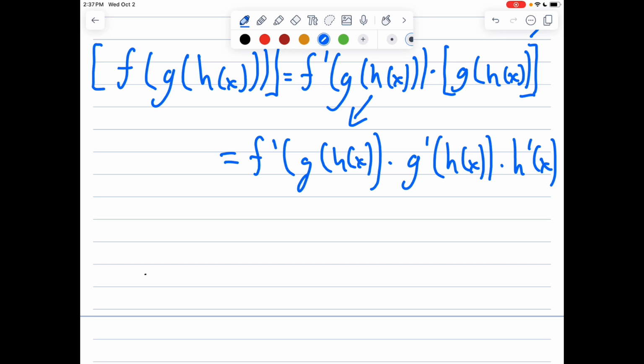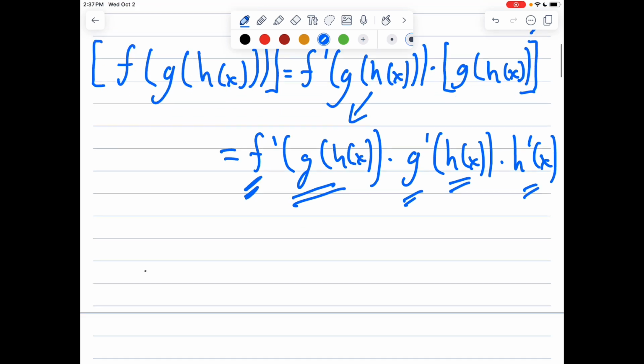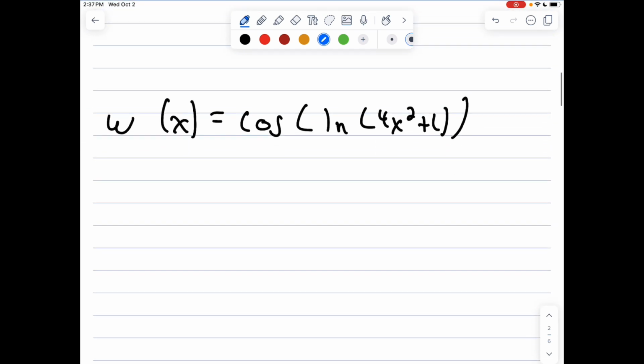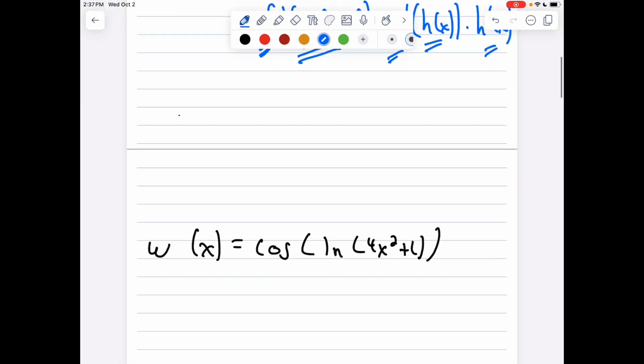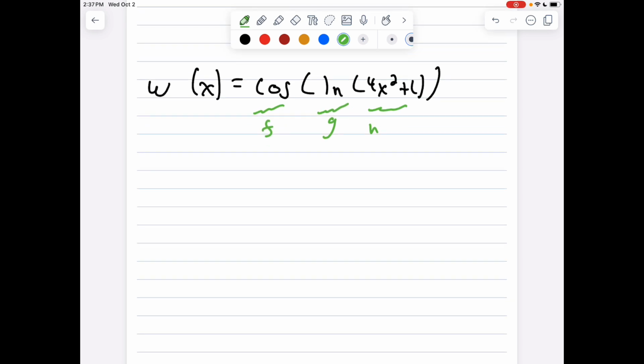The idea here that I want to look at is, notice how you're taking the derivative of the outer function with what's inside of that, times the derivative of the next function in line, the next layer, with the function inside of that, times finally the derivative of just the final function on the inside. Okay, so how do I apply this here? With my notation, I would call this h right here. This would be my g function, ln, and then cosine would be f, okay? So that's how I would identify it.